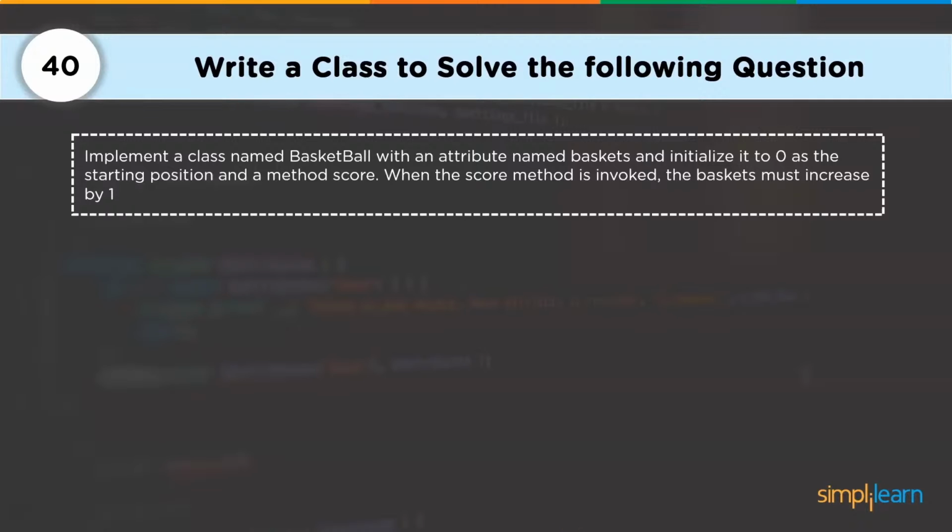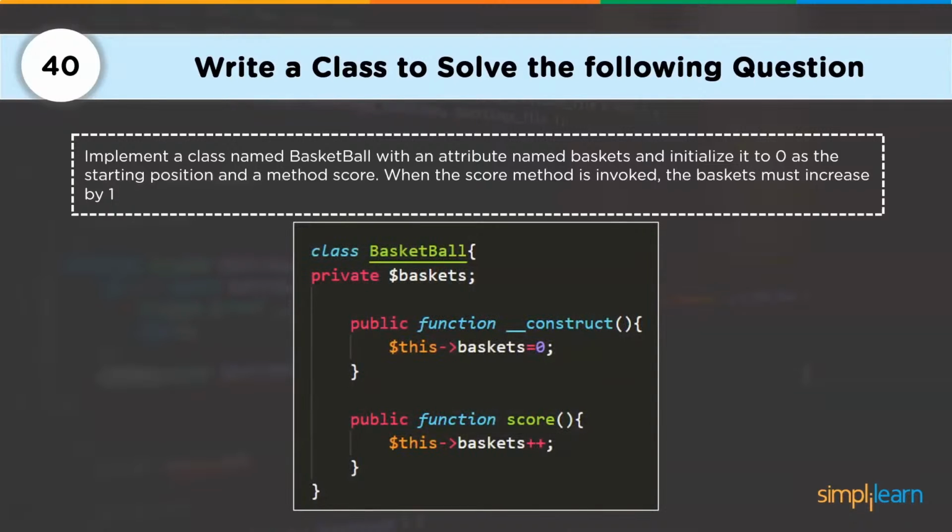So let's see the solution now. This is how you create a class that is basketball. Now inside this class, what we are going to do is initialize the number of baskets, that is this variable, as 0 as the starting position. To do that, we will be using the construct function as we discussed to initialize some default properties for the class. So this construct function is used to initialize this baskets variable to 0.